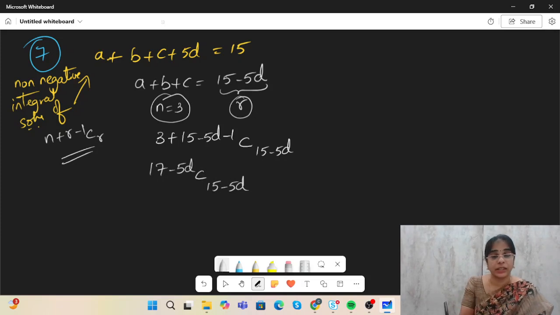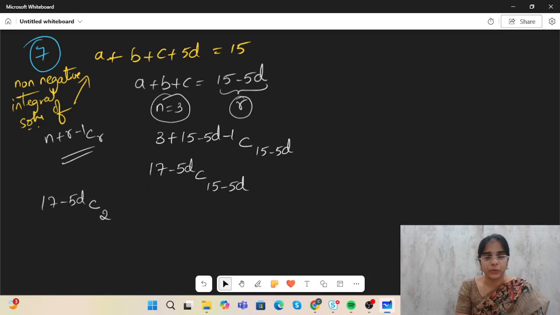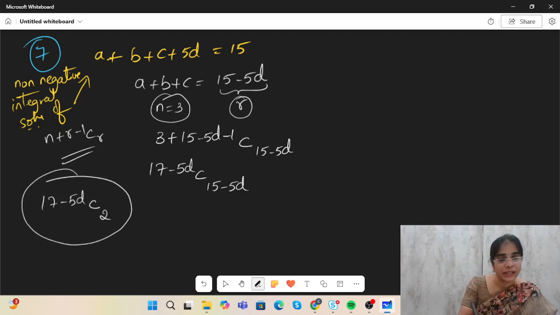nCr is the same as writing nC(n minus r), right? So I'll reframe this as (17 minus 5d) C the subtraction of these two. 17 minus 15, nC(n minus r) is what I'm doing. So 17 minus 15, how much is it? That is 2, I guess, right? And minus 5d, minus of minus 5d plus 5d gets cancelled. Now this is my answer.